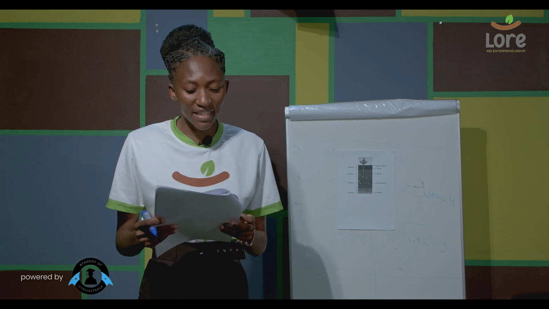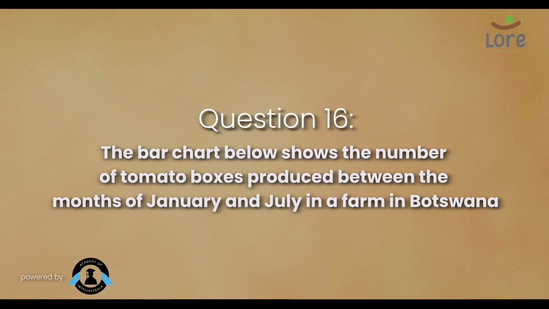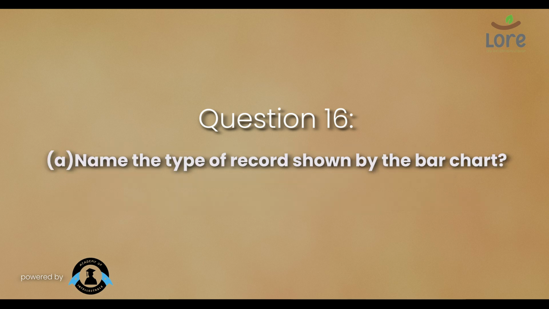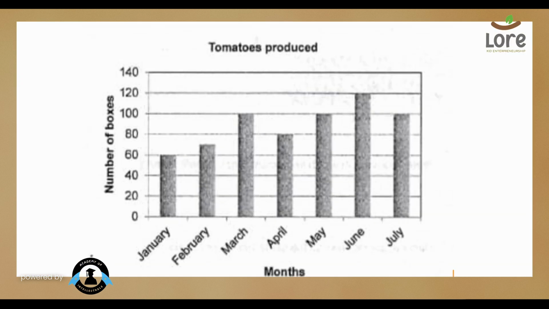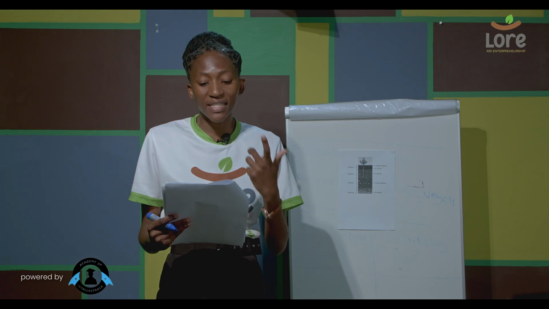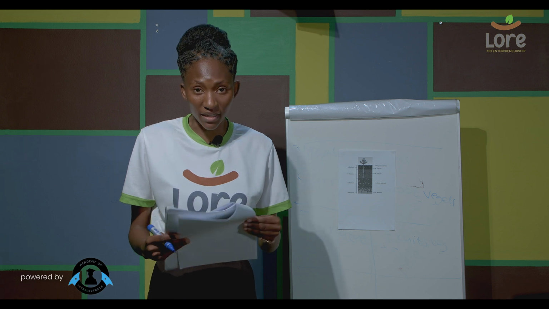Okay, question 16 is saying, the bar chart below shows the number of tomato produced between the months of January and July in a farm in Botswana. Name the type of record shown by the bar chart. Before we answer our question, firstly, what is record keeping? Record keeping means different documents that help farmers to track and manage various aspects of daily activities, whether it is tracking the number of workers worked or a record of the sales made from farm products.